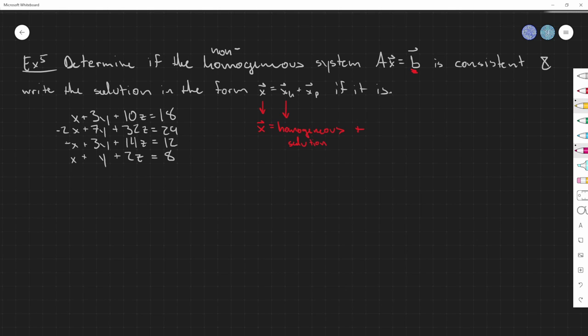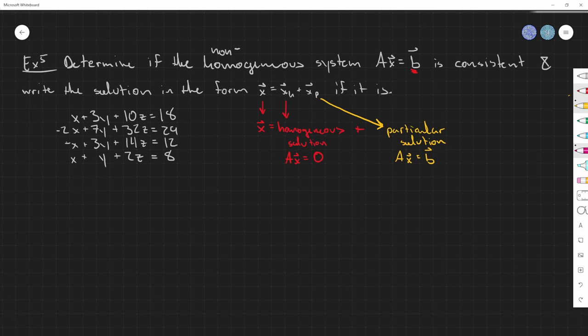Plus, this is going to be our particular solution. What I mean by the homogeneous solution is basically when AX is equal to 0. And then the particular solution will pretty much be the AX equals B portion.